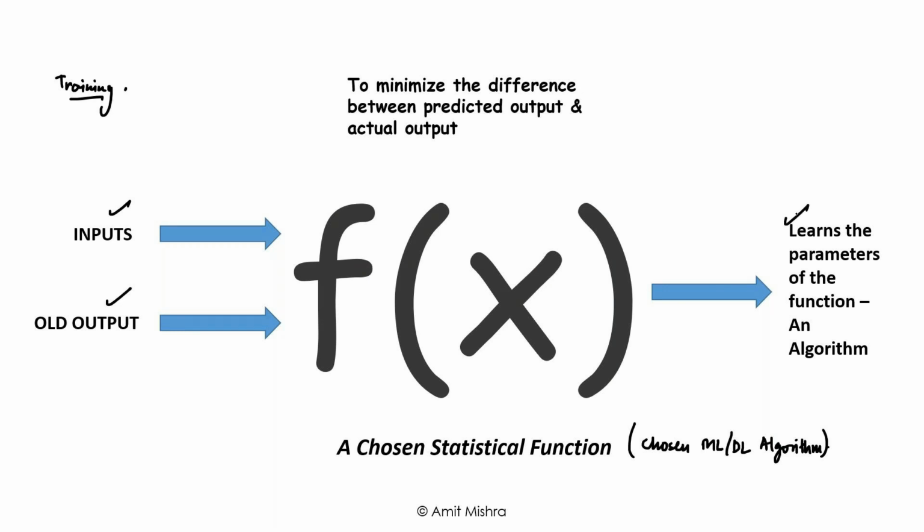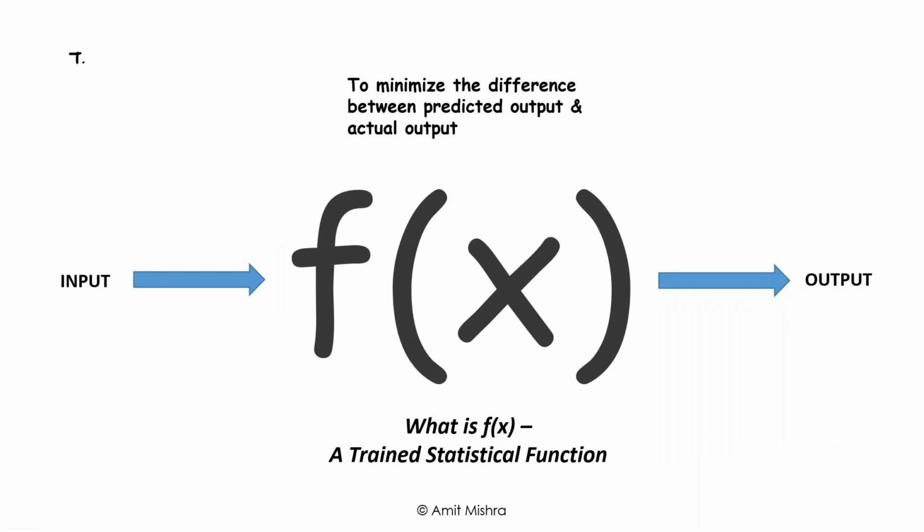And once it has trained itself, it will be considered an algorithm. Until it is trained, it won't be able to make any predictions. So remember this: every chosen statistical function needs to go through this process of training. If we are talking about machine learning and deep learning, it applies to both. Once it has trained itself, the second phase is quite important: we need to test or validate it.